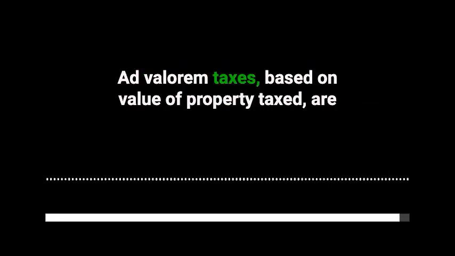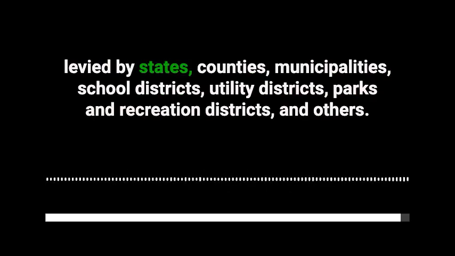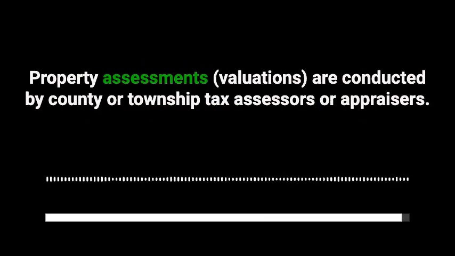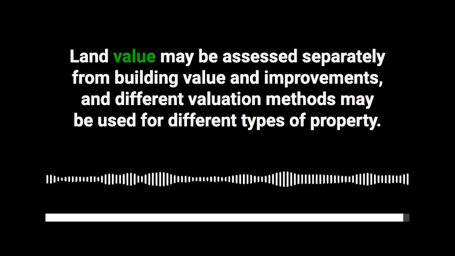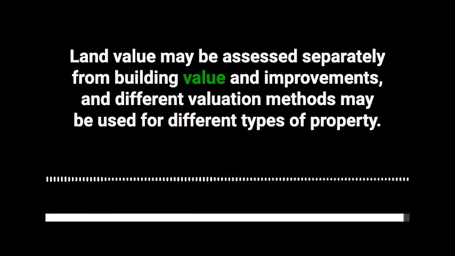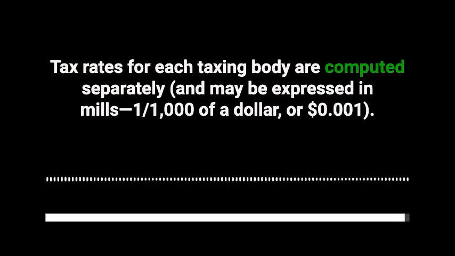Ad valorem taxes, based on value of property taxed, are specific, involuntary, statutory liens, and levied by states, counties, municipalities, school districts, utility districts, parks and recreation districts, and others. Property assessments are conducted by county or township tax assessors or appraisers. Assessed value is generally based on sales prices of comparable properties. Land value may be assessed separately from building value and improvements, and different valuation methods may be used for different types of property. Tax rates for each taxing body are computed separately.